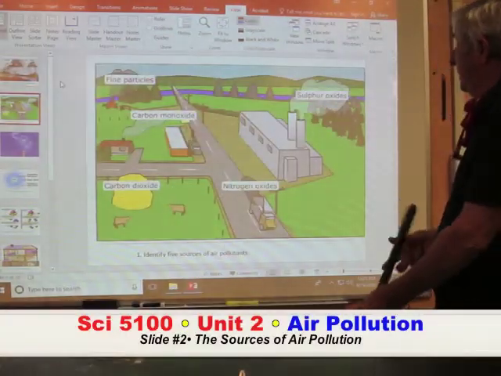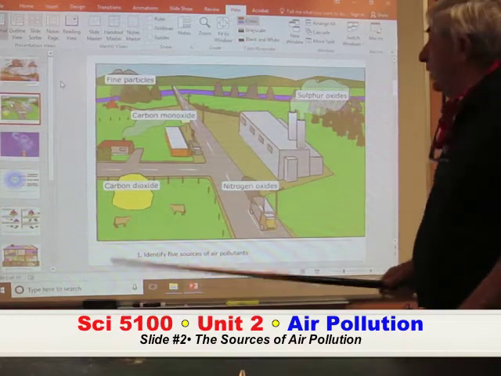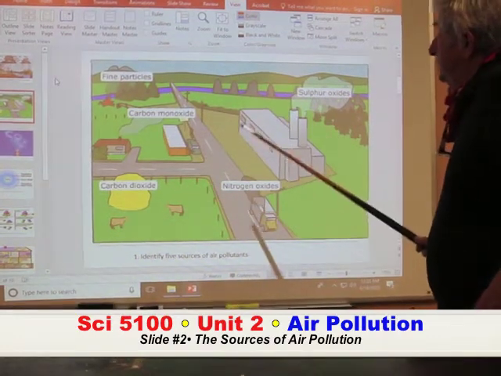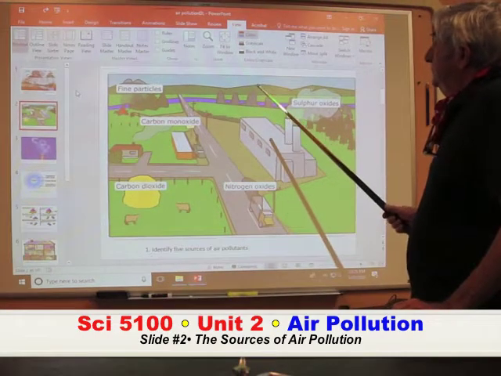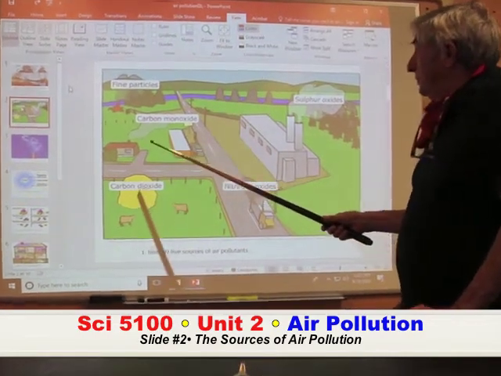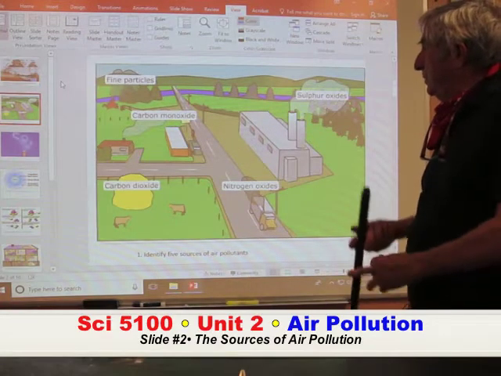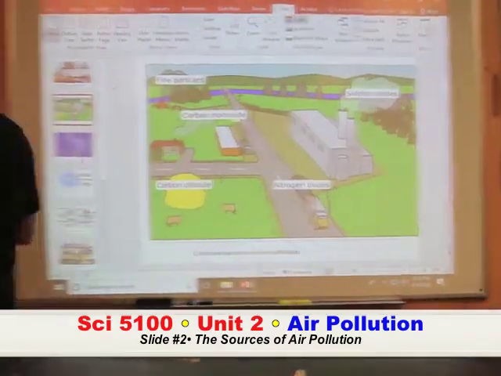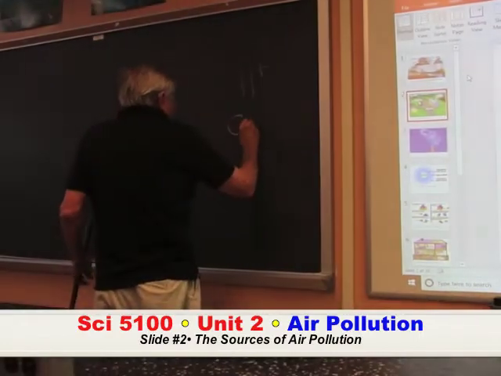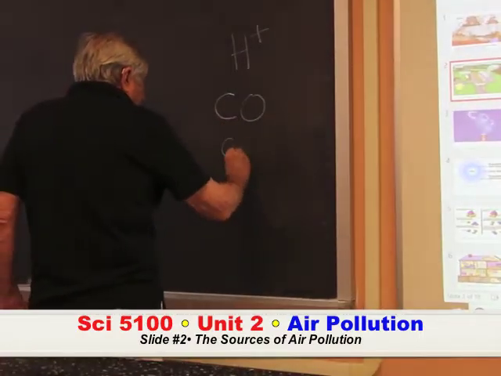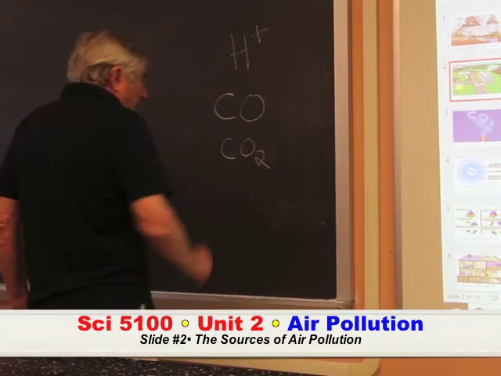And here we can see examples of where the sources are. Factories, homes. We have this thing called carbon monoxide, which means one oxygen atom. So carbon monoxide is written as CO. You know of carbon dioxide, CO2, okay?